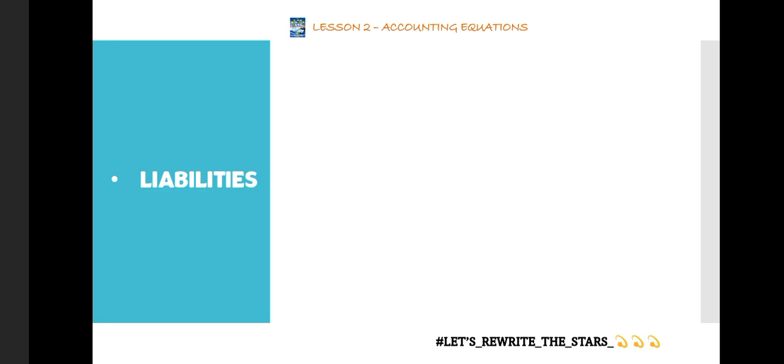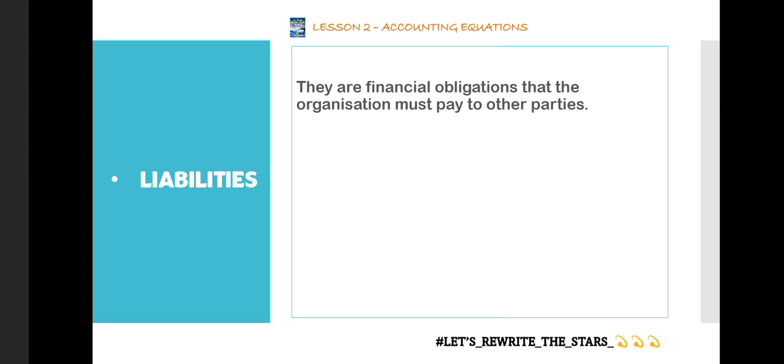Let's move on to liabilities. Liabilities are financial obligations that the organization must pay to other parties. In this case, we are looking at the financial obligation that we, the business, must fulfill to other parties. So with liabilities too, just as we have two types of assets, we also have two types of liabilities.